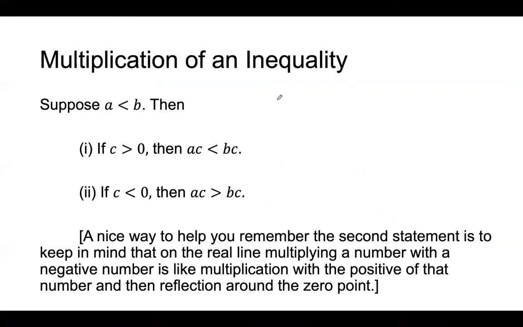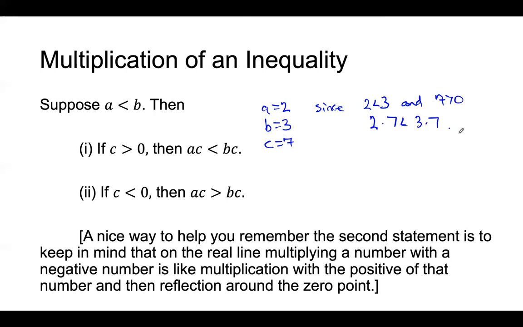For example, A equals 2, B equals 3, and C equals 7. It's great to just do little examples. Since we have 2 is less than 3, and of course C is positive, so 7 is greater than 0, we have therefore 2 times 7 is less than 3 times 7. So it works out.